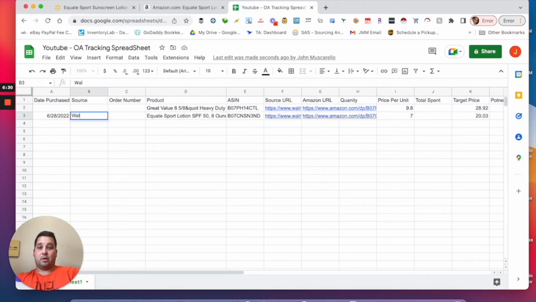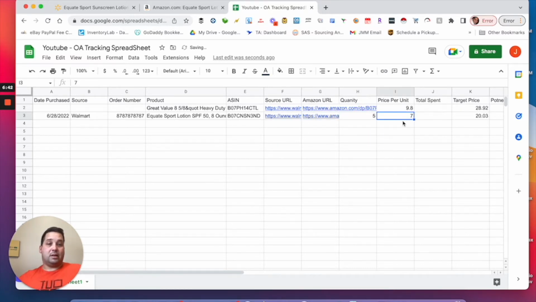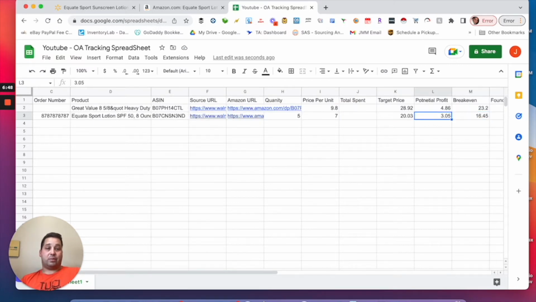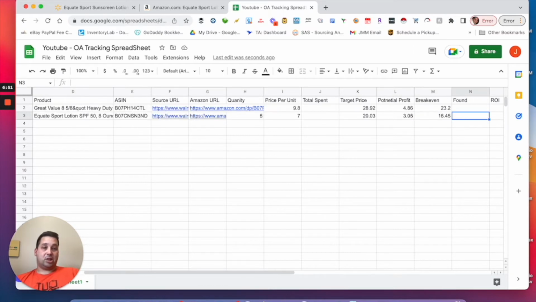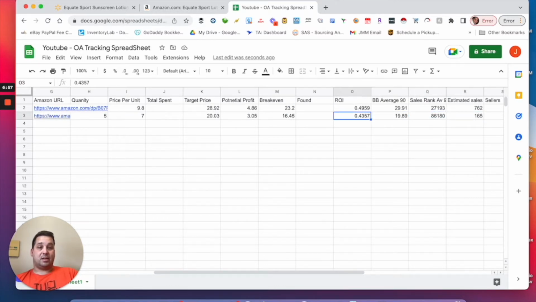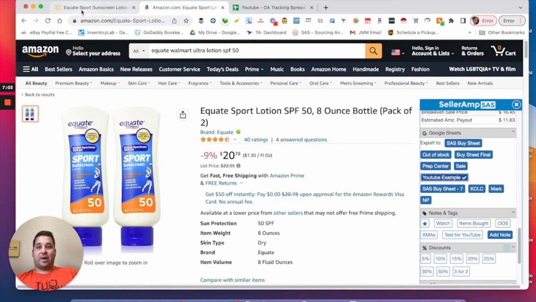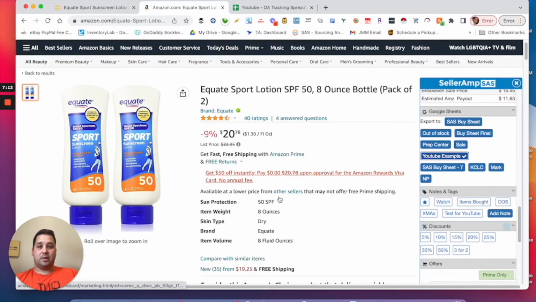So normally I put Walmart here. When I bought it, I just put my order number. This is the product. Brings in the Amazon URL. I said I would buy like 5 of these. I have like a formula, so it'd be 5 times 7. And then you have your target price, the potential profit, your break-even price, ROI. None of that stuff really matters. I mean, it does, but for the purpose of this video, no. So right off the bat, all right, we got a good lead. This is probably a bad example of online arbitrage because this is not typically how it goes.